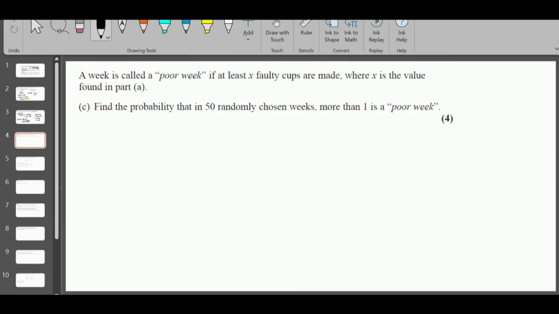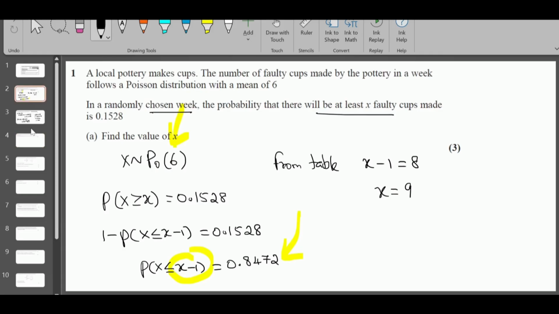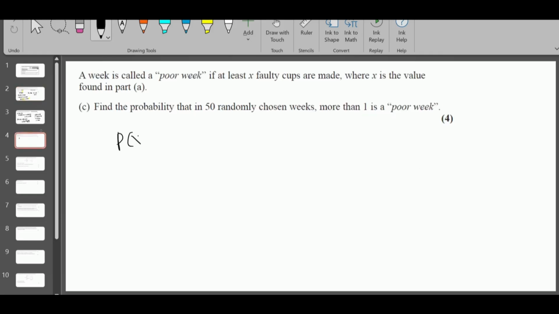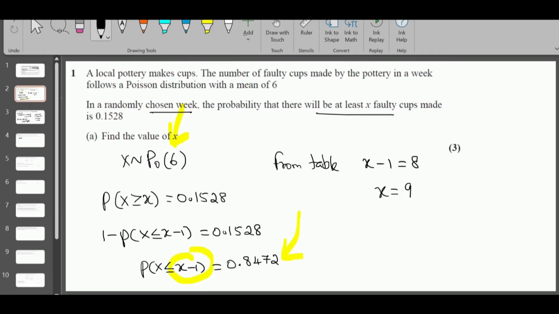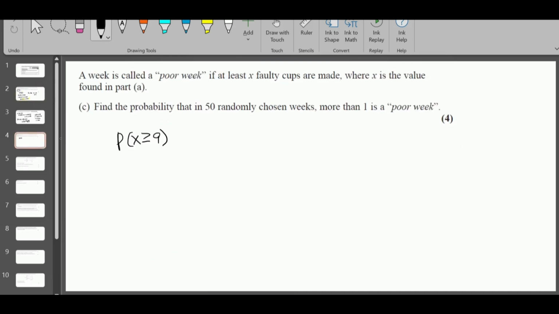A week is called a poor week if at least x faulty cups are made, where x is the value found in part A. In part A, we got x is equal to 9, right? So if X is greater than or equal to 9, that means if they made 9 or more faulty cups, that particular week is called a poor week. And we know the probability of this here. For at least x, it's 0.1528. This probability is 0.1528.